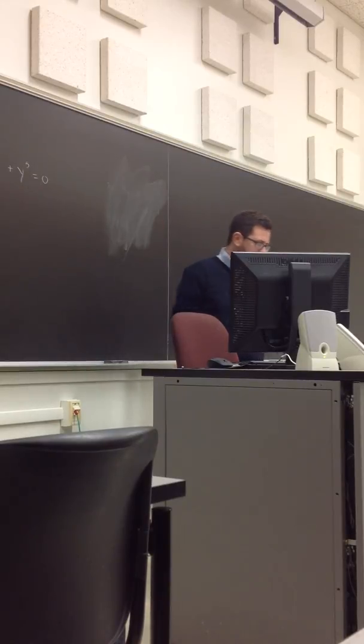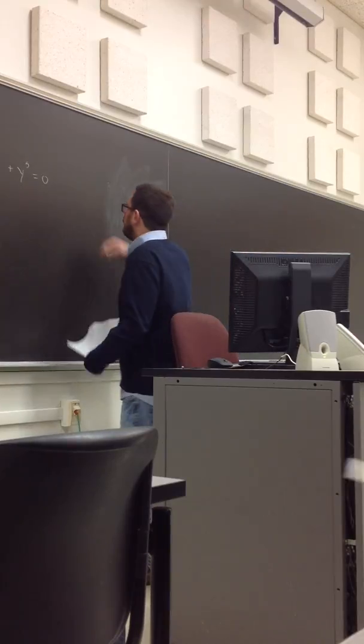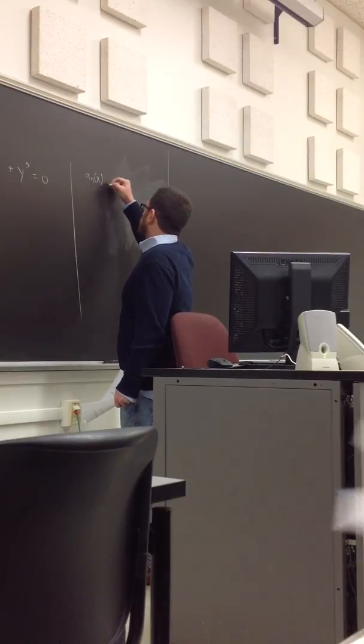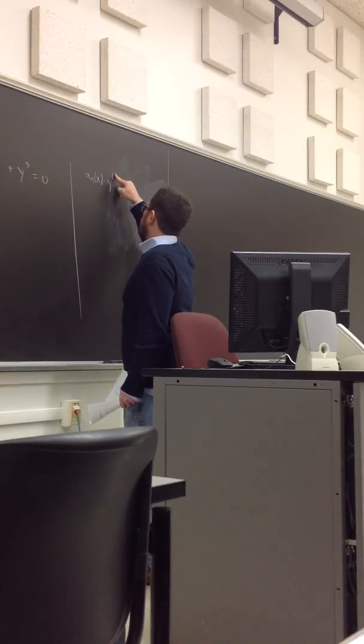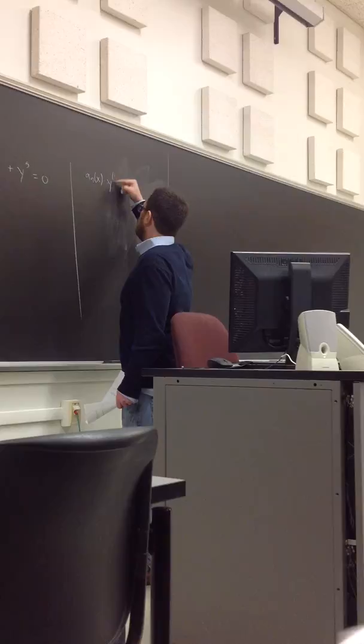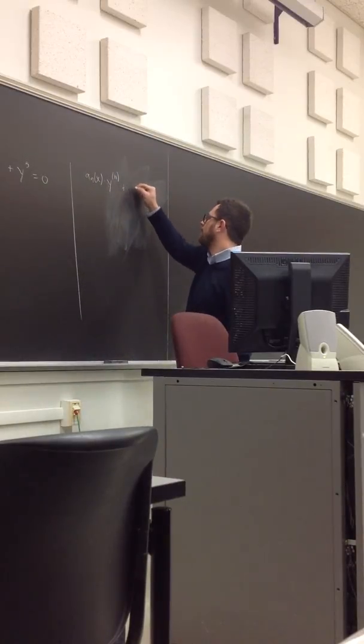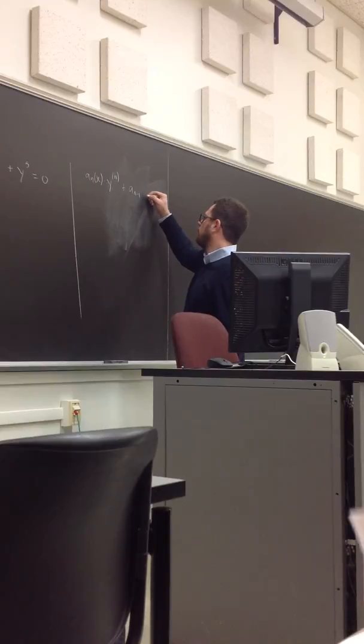Okay, so if you look at the textbook's definition of what it means to be linear, let me write it down. So a sub n of x times, this means, remember the parentheses, the nth derivative of y plus a sub n minus 1 of x.